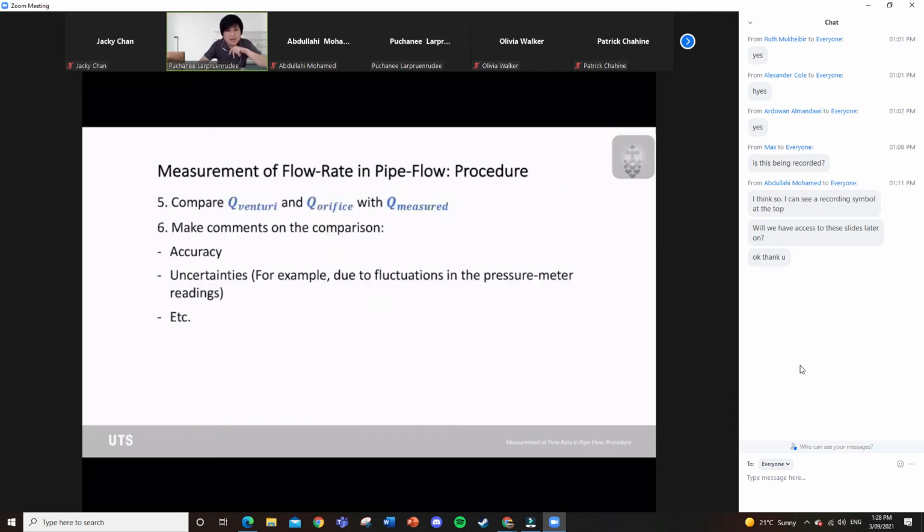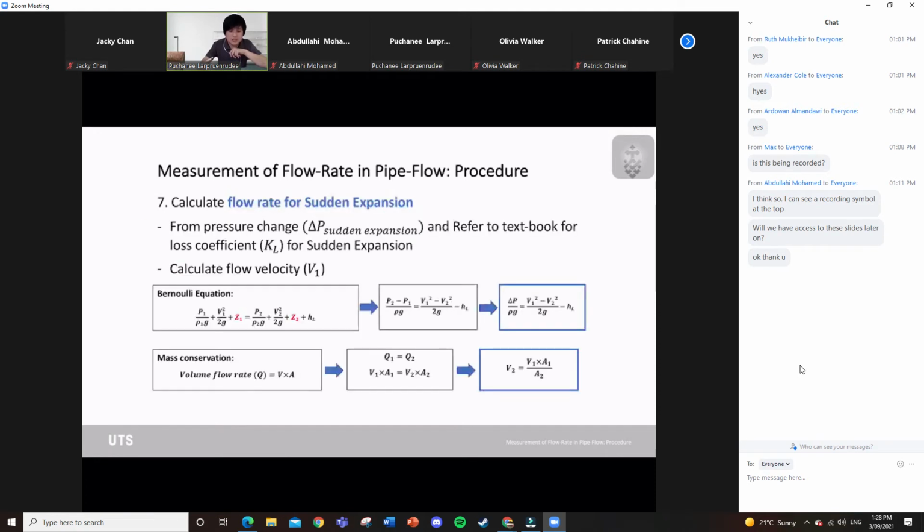And then when you get the flow rate for venturi and the orifice, you need to compare it with the flow rate from the measurement. And then you need to make the comment on the comparison, accuracy, uncertainty, or etc. This one is for venturi and orifice. Do you have any question about this?